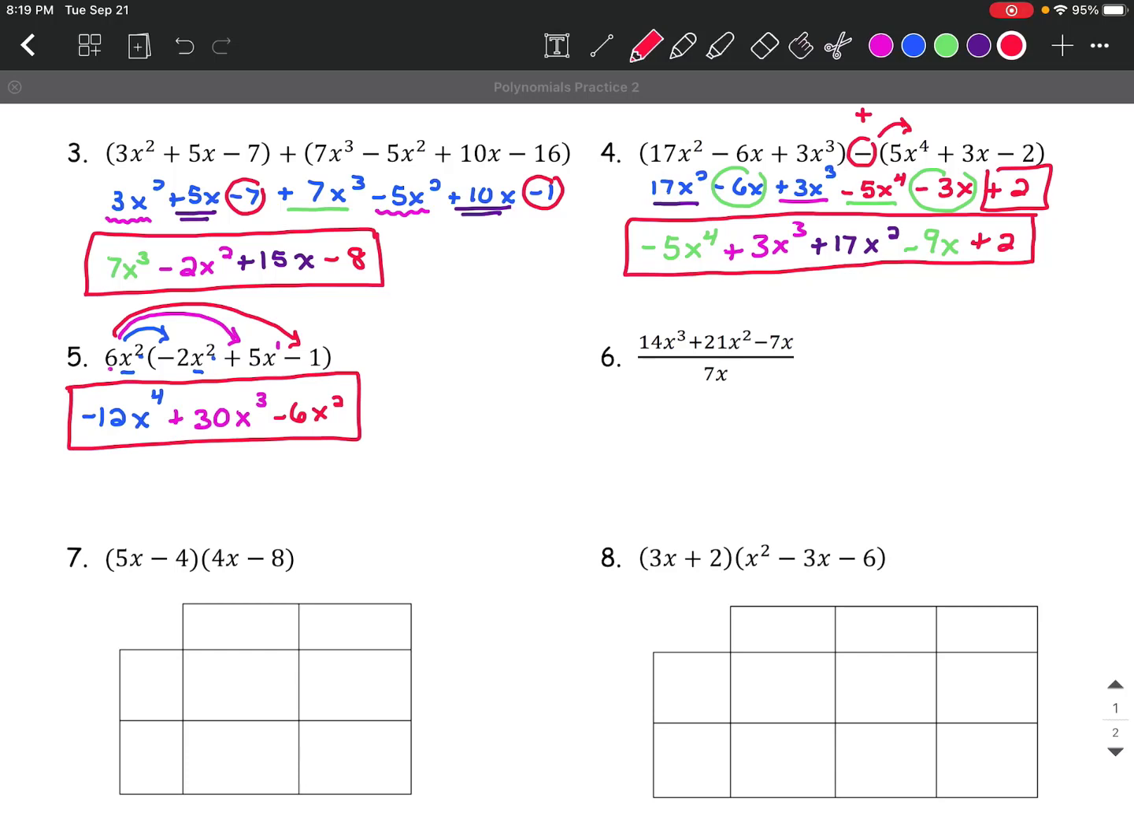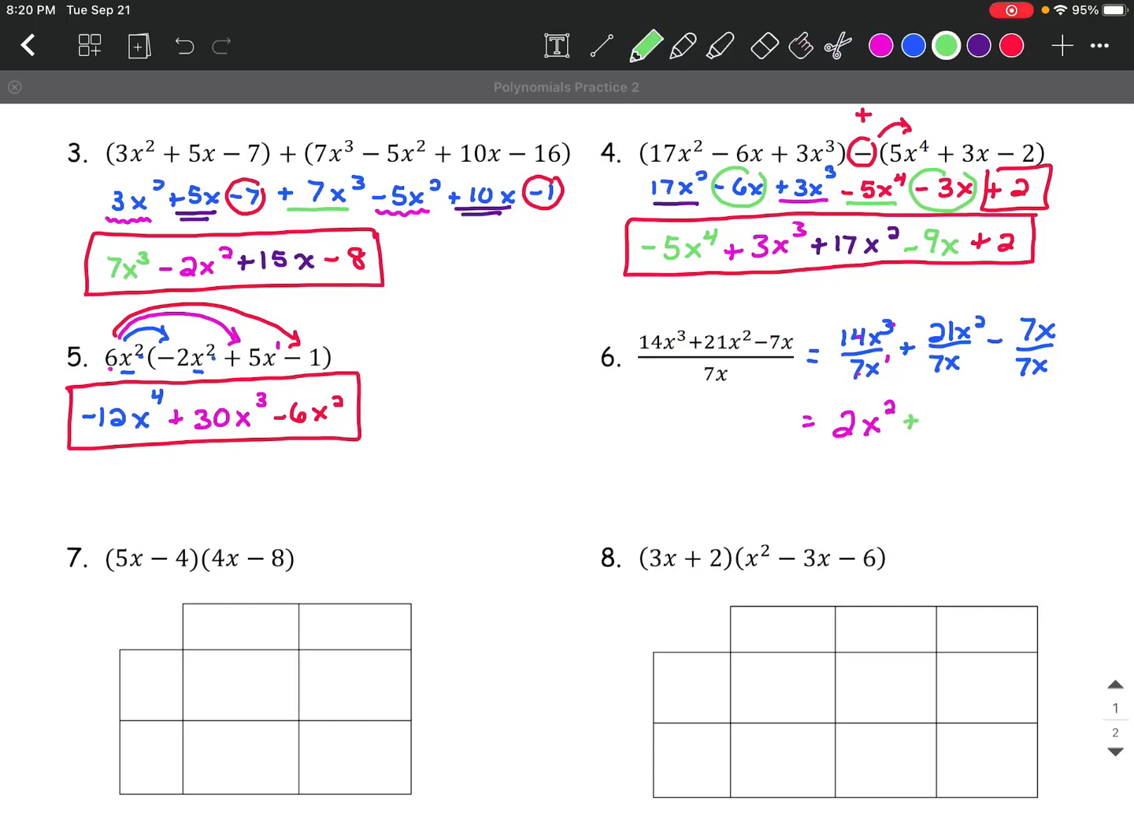All right, now for the division, we said the first thing we're going to do is break this up. We put the first part over the denominator plus the middle part over the denominator and the last part over the denominator. This way we have 3 mini problems. Now we divide. 14 divided by 7 is 2. Now when we divide the x's, we subtract the exponents. So 3 minus 1 is 2.